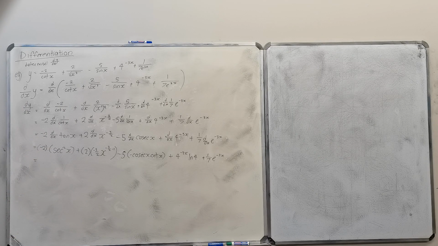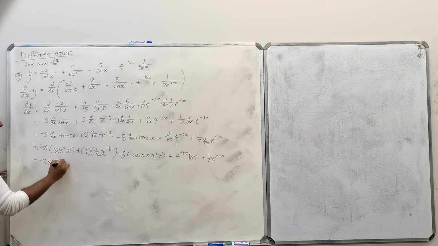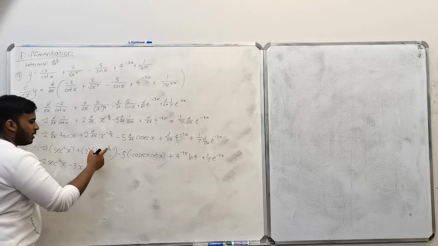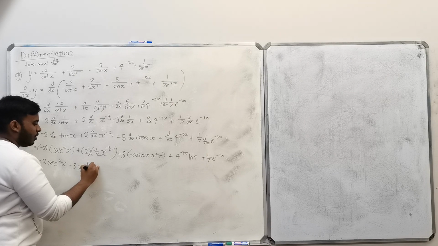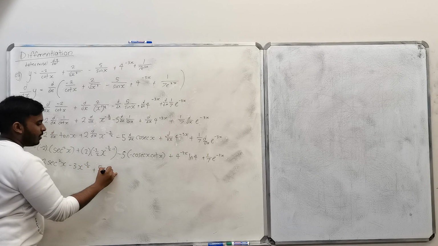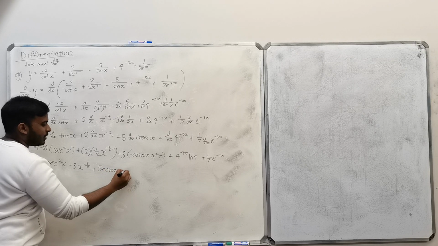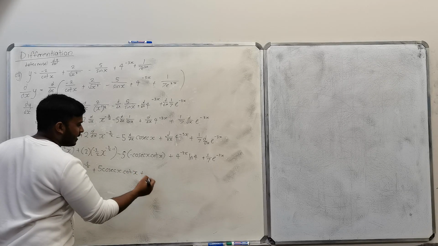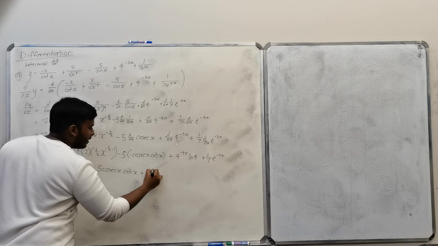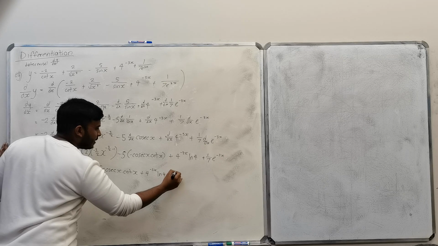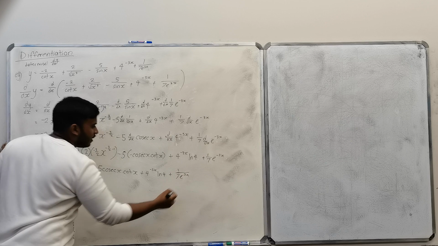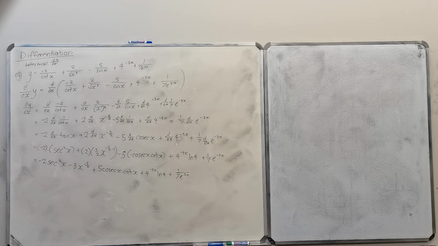Simplified, you're left with minus 2 sec squared x, and you're left with minus 3 x to the power minus 5 over 2, plus 5 cosec x times cot x, plus ln of 4, which does give you a number, but let's leave it like that. 4 to the power minus 3x ln of 4, plus 1 over 7 e to the power minus 3x. And I think that is the solution.